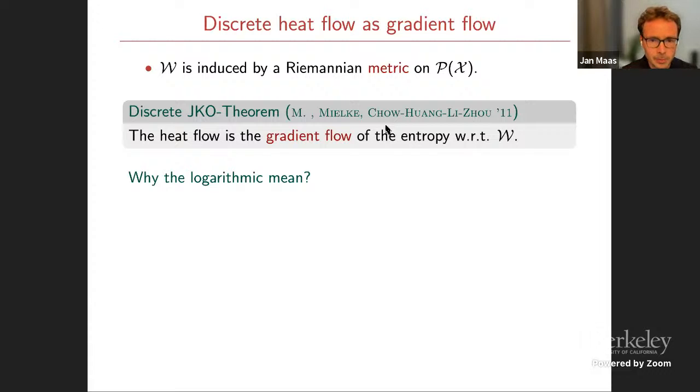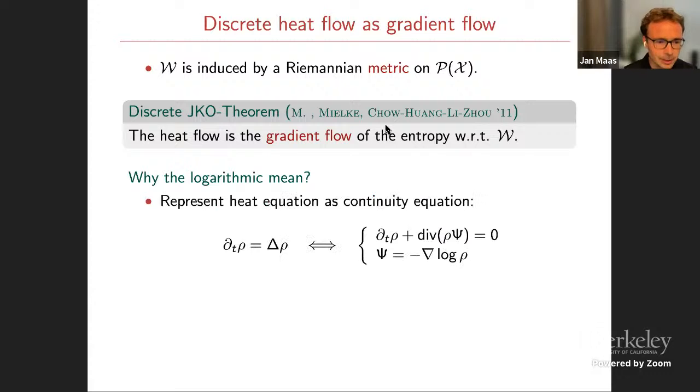Okay, well, I hope this sounds kind of natural, but of course the question is, why does this logarithmic mean show up? Because that's not at all canonical. Well, here's a short explanation. Let's look again at the continuous setting. In the continuous setting, if you want to write the heat equation as a gradient flow, you want to write it as a continuity equation, just as we saw in Michaela's talk.